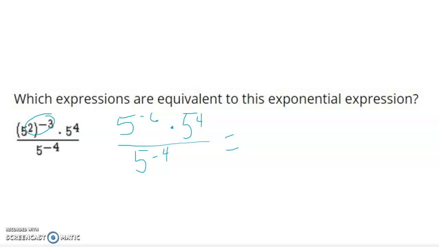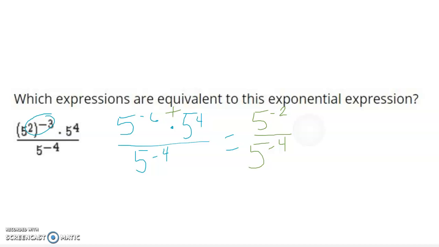So let's look at this. So here we have a multiplication problem. So 5 to the negative 6 times 5 to the fourth. Again, we're going to keep our base of 5. And remember, when we're multiplying exponents, that means we add the exponents together. So we have negative 6 plus positive 4. Our signs are different, so we would subtract. 6 minus 4 is 2. So that's going to be a negative 2 over 5 to the negative fourth power.